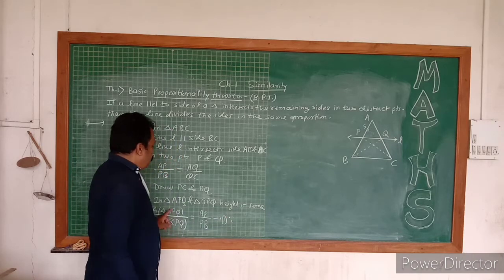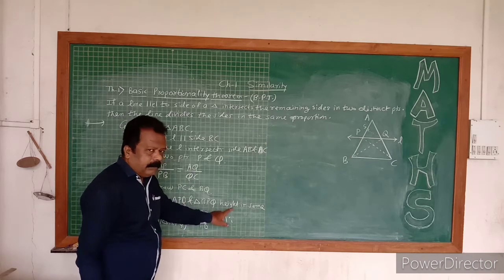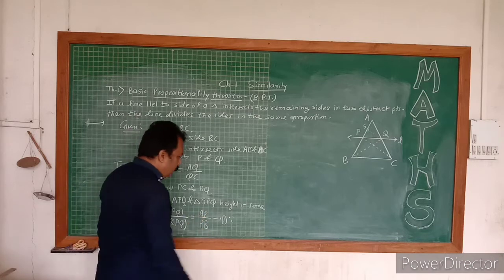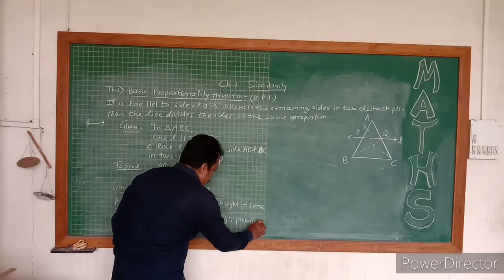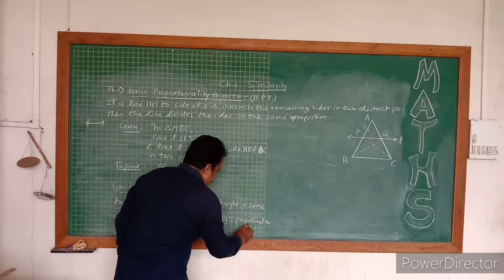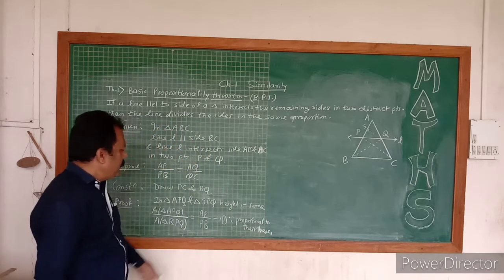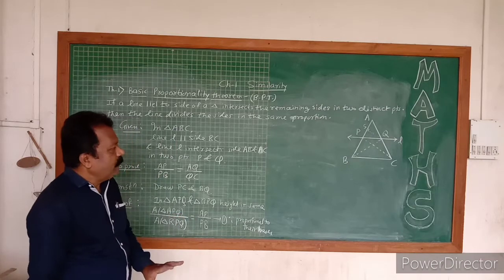The ratio of areas of two triangles having the same height is proportional to their bases. Sometimes we can also write it as triangles of equal heights. Now, equation number 1 we got.